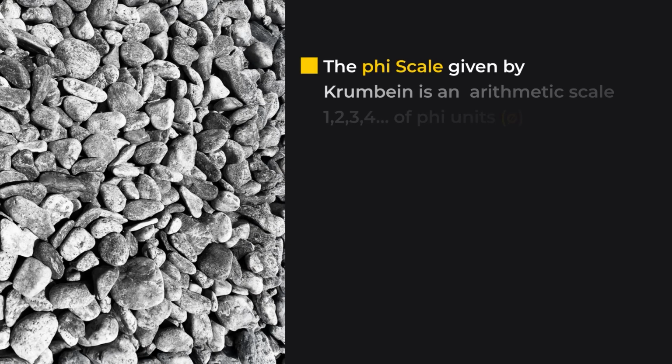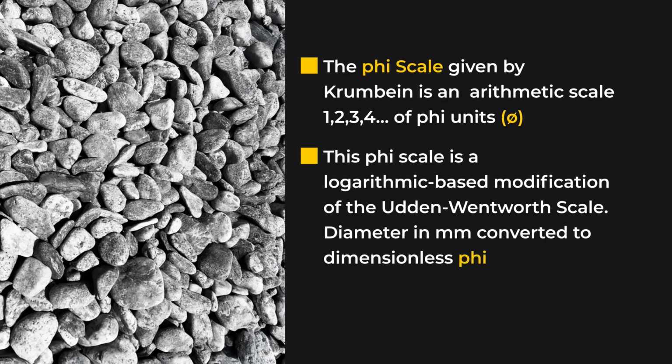On the other hand, there is a scale called the phi scale, given by Krumbein as an arithmetic scale 1, 2, 3, 4, like that. This phi scale is a logarithmic-based modification of the Udden-Wentworth scale. In this case, the diameter in millimeters is converted to a dimensionless unit called phi, which is minus log base 2 of d.